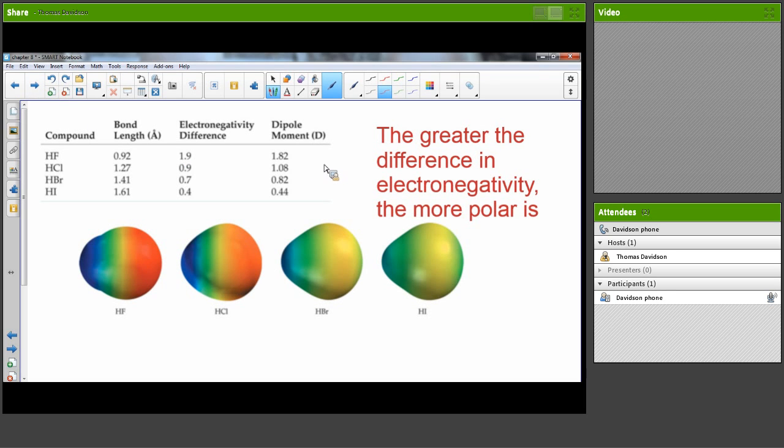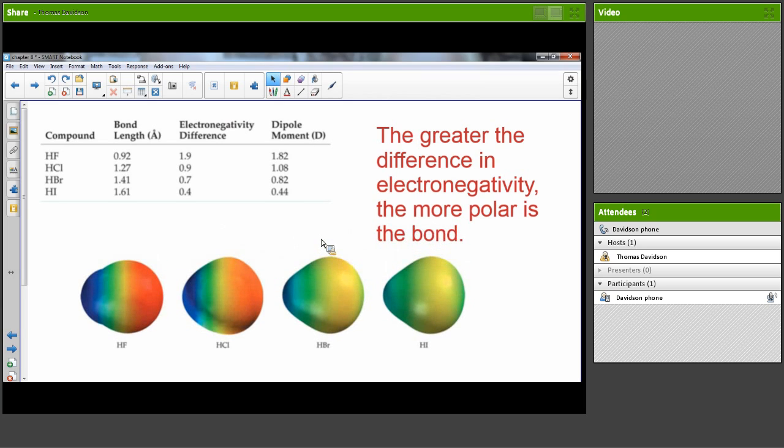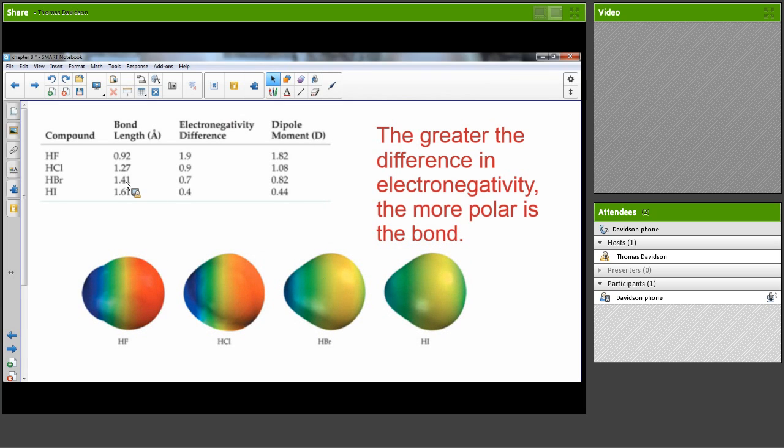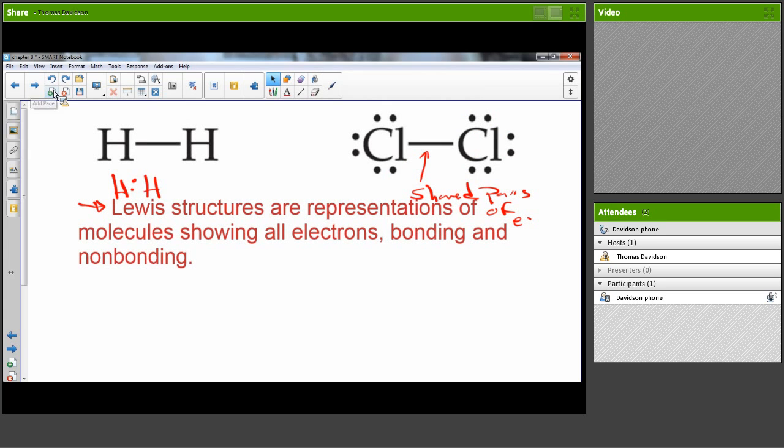The greater the difference in electronegativity, the more polar it is. Like, you okay with that? We said that and drew it. All right, here we go. The rest of the hour will be on this, and you should take notes.